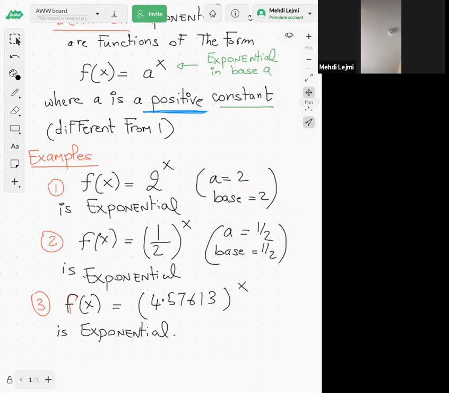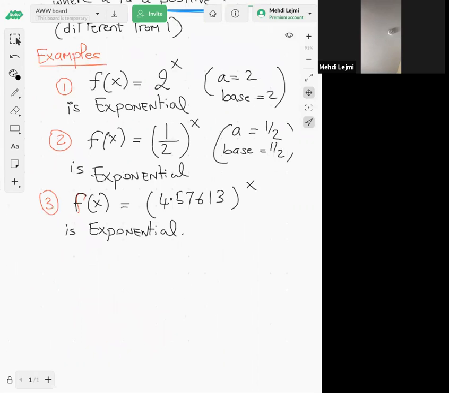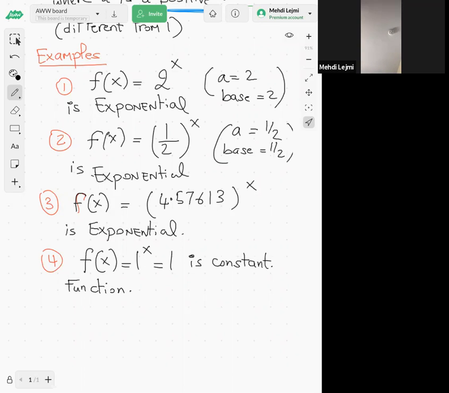Now, if your a is 1, that's the problem with 1. If f of x is equal to 1 to the power x, that will be equal to 1. 1 to any power is equal to 1. And that's not an exponential function. f of x equal to 1 is a constant. The value of the function f doesn't change, right? It's always equal to 1. So it's a constant function, not an exponential. That's why you have to exclude the case when a is 1.